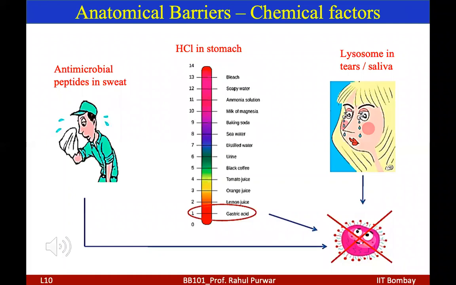Another important chemical factor that acts as an innate defense mechanism is present in our sweat. For example, when we sweat, antimicrobial peptides are there. So these are again the antimicrobial peptides which kill the pathogen. Similarly, our stomach pH is very low, almost like 1 to 2, and that kills the majority of the microbes if we by any chance eat them in the food.